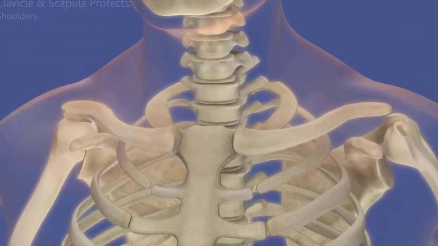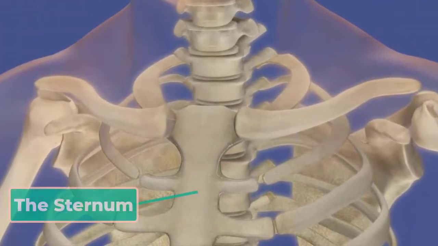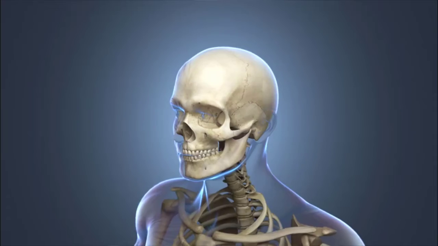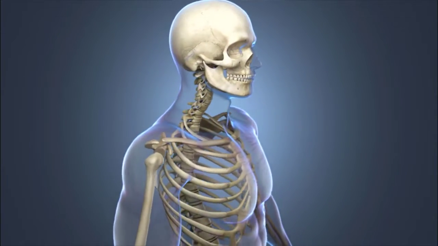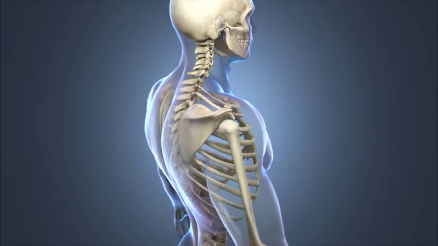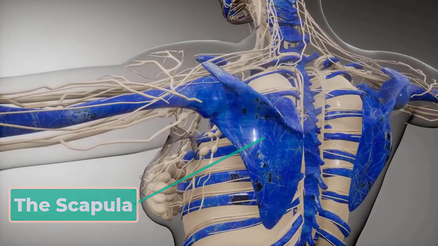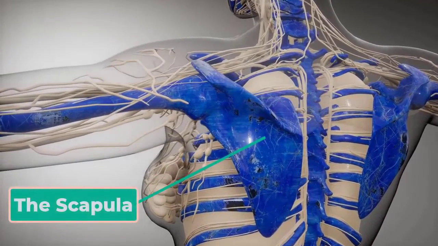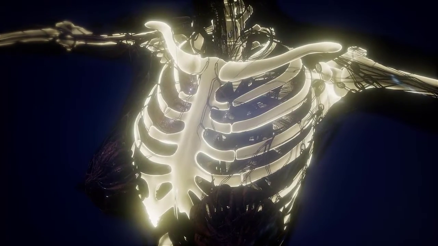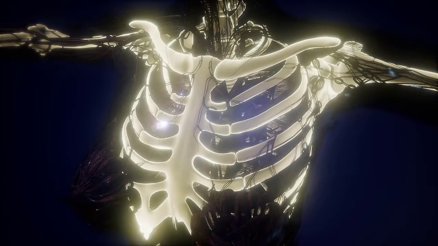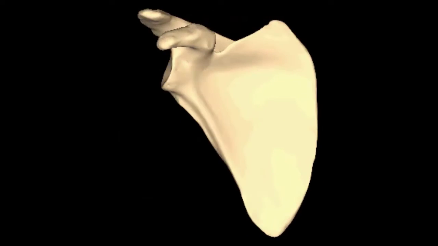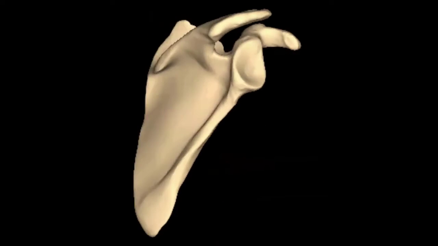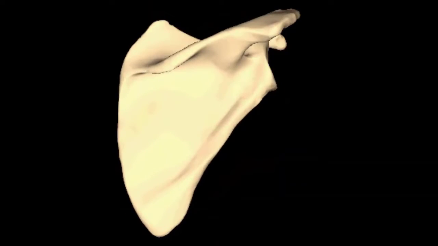It is attached on its medial end to the sternum of the thoracic cage. The lateral end of the clavicle articulates or joins with the scapula just above the shoulder joint. The scapula or shoulder blade lies on the posterior aspect of the shoulder. It is supported by the clavicle and articulates with the humerus to form the shoulder joint. The scapula is a flat triangular-shaped bone with a prominent ridge running across its posterior surface.